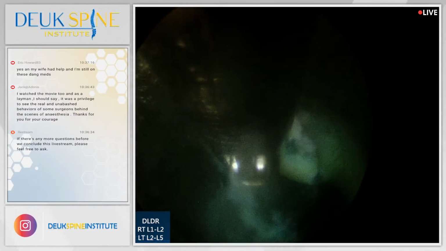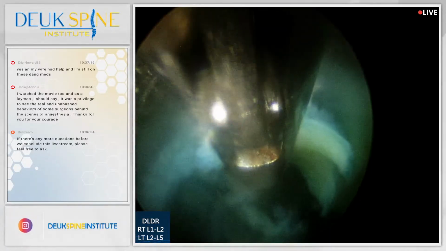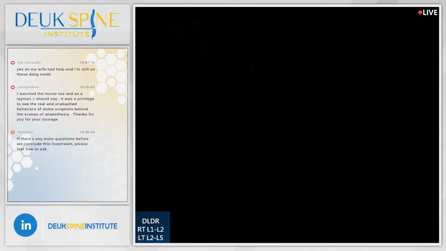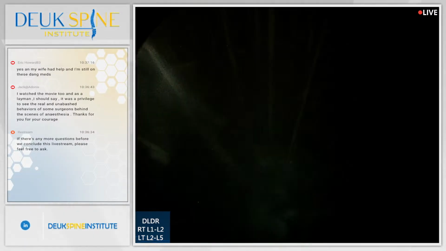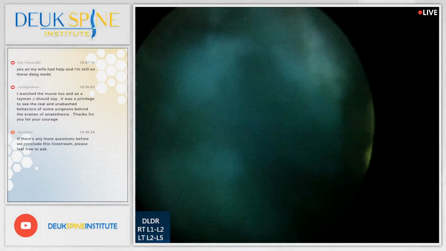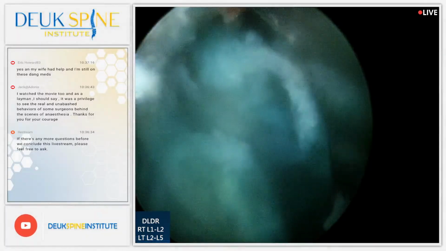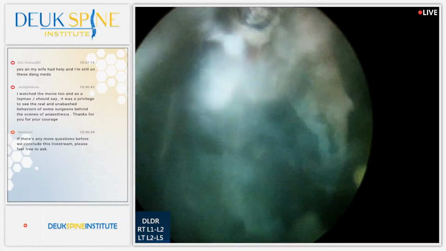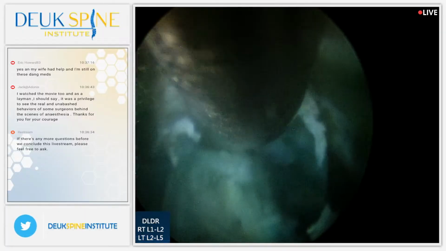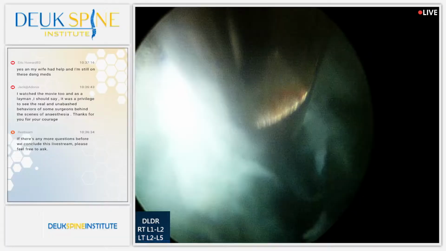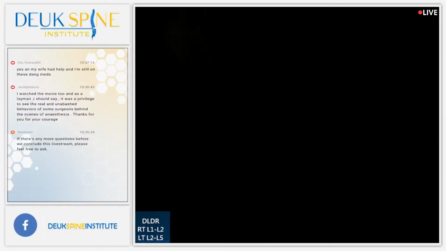All right, great. Let's take the question. There's a piece of herniation right there. We see that. No current questions, but a comment from Jack once more on YouTube saying, I watched the movie too, and as a layman, I should say it was a privilege to see the real and unabashed behaviors of some surgeons behind the scenes of anesthesia. Thank you for your courage.